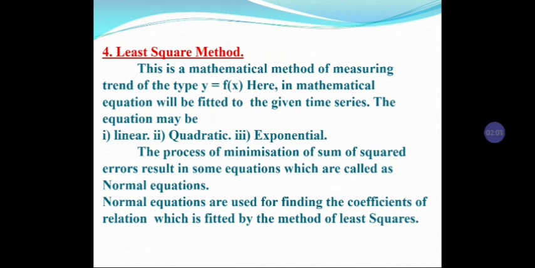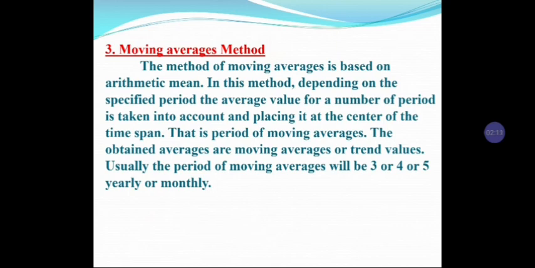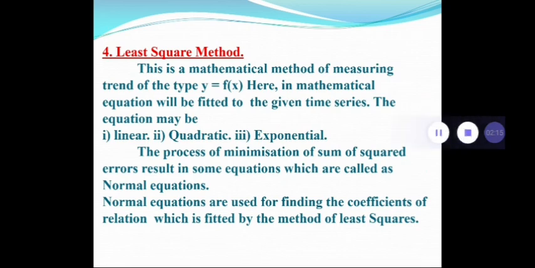Next is the least square method. This is a mathematical method, unlike the last one, which was based on the arithmetic mean. This is the mathematical method of measuring trend, of the type y equals f of x.